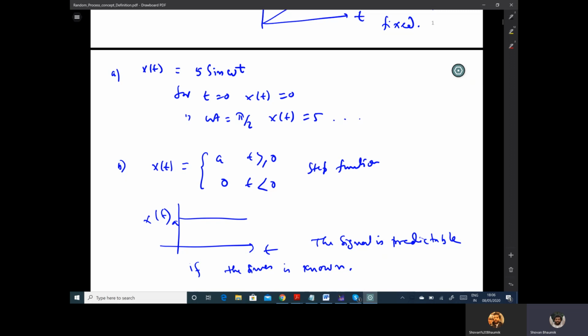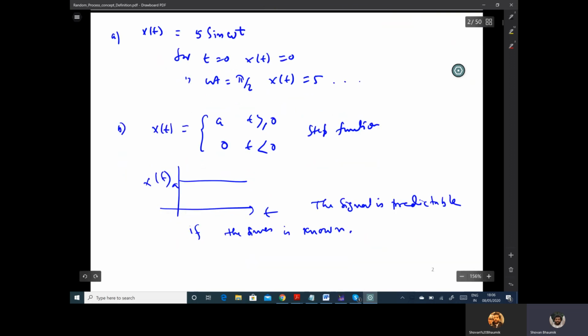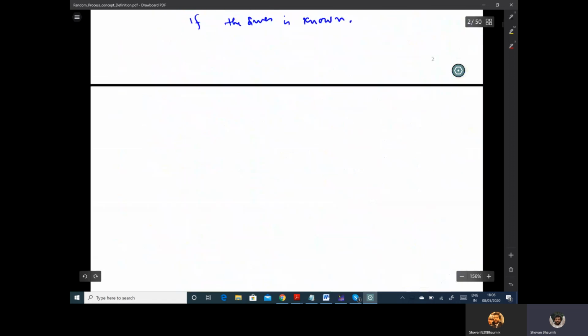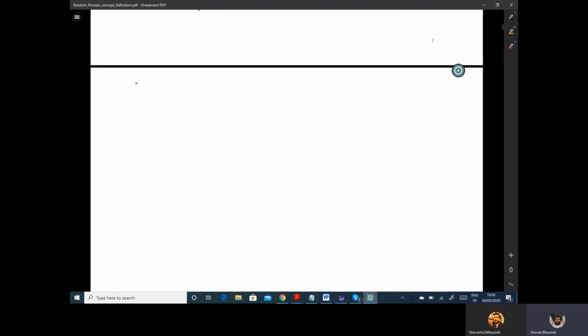Now let us do one experiment. So this is a deterministic signal. Now, which one is a random signal? So let's do some experiment. There may exist some random signal.